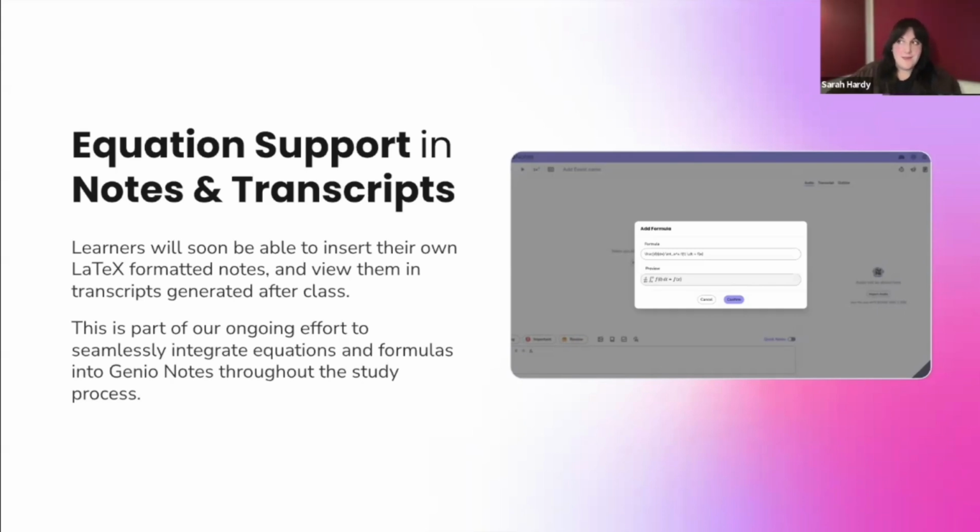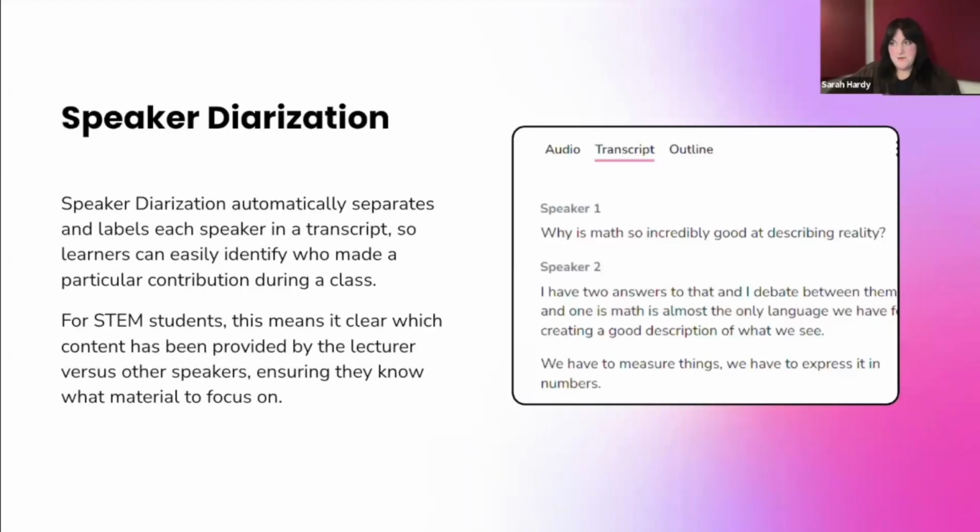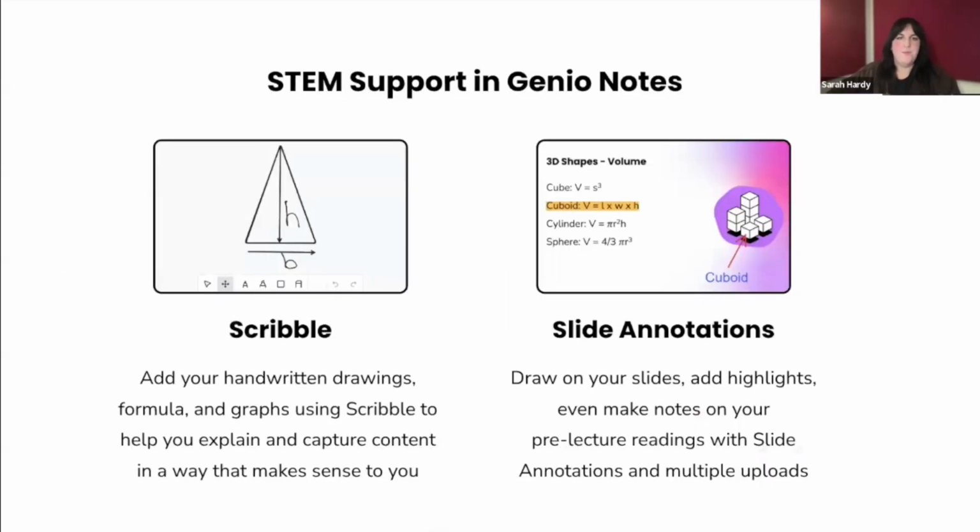As you will have just seen on the last slide, we have speaker diarization, which automatically separates and labels each speaker. That makes it quite clear which content's been provided by the lecturer versus other speakers, so they know which material to focus on. And then finally, you'll probably already know about scribble and slide annotations as well, adding handwritten drawings, formulas and graphs to help explain and capture content, drawing on your slides and adding highlights.